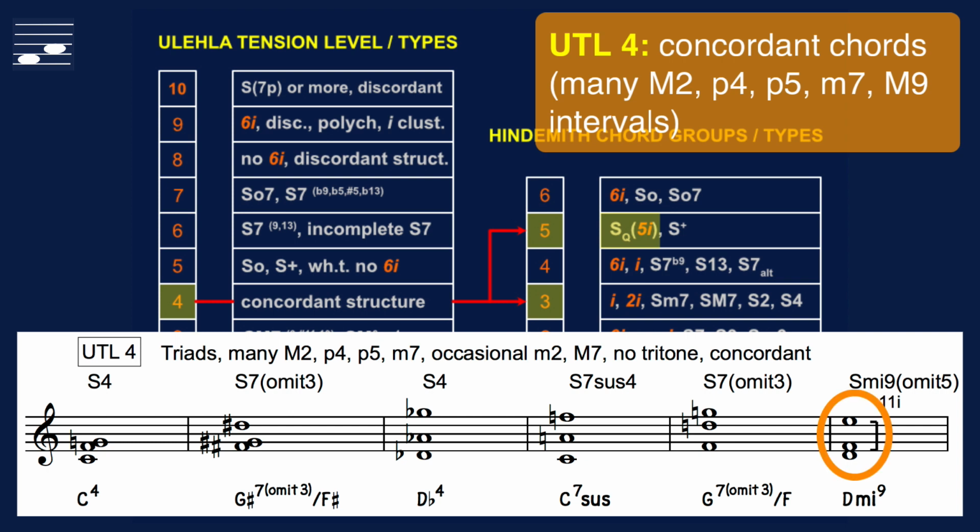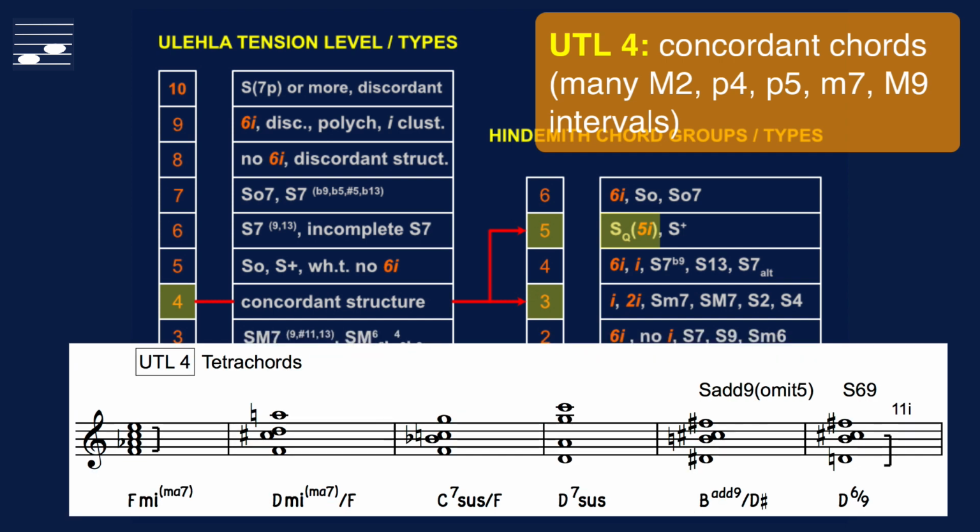Note the last chord copied from the Ulehla book that strangely displays an open major 7th between F and E. Is this an inconsistency or a border case? In the same category we find tetrachords, shown here.